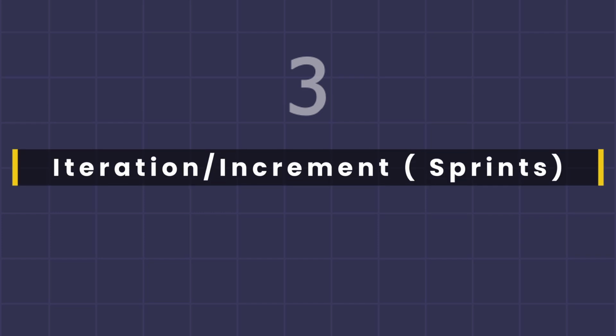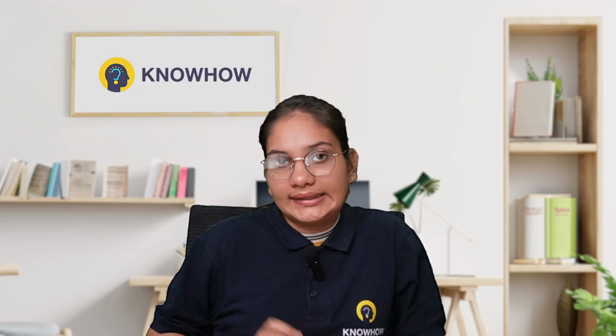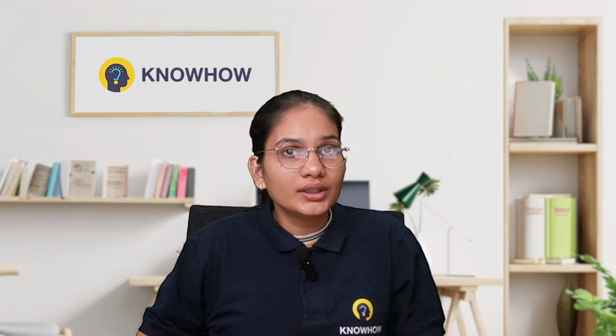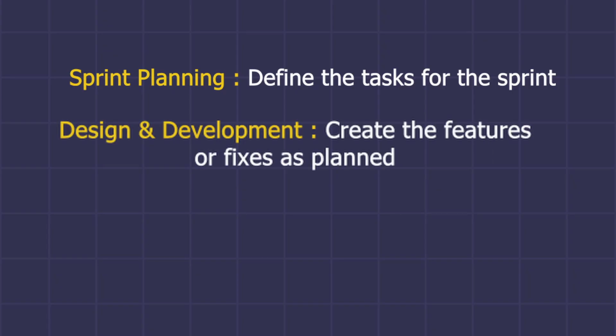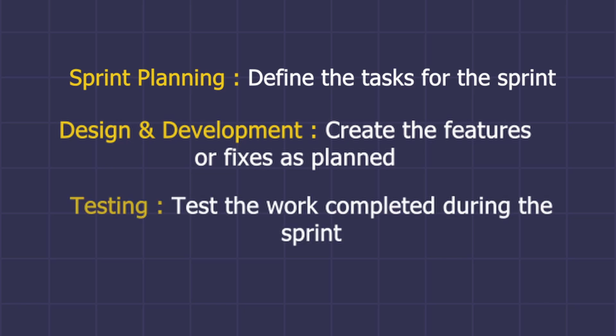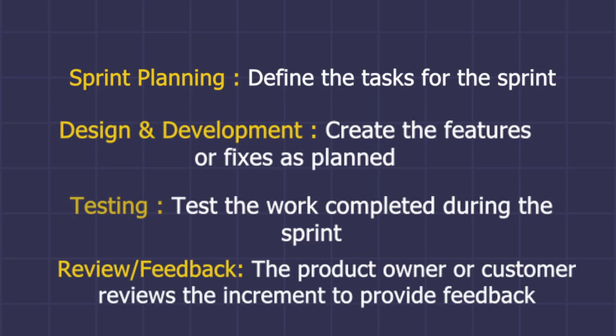Then comes step number 3, which is iteration or increment, or in the terms of Agile you can call it sprints, where development occurs in short cycles. So what do you exactly mean by sprint? It is development in smaller pieces. Sprints are typically of 2 to 4 weeks. Each sprint includes sprint planning, where we define the tasks for the sprint, design and development, where we create the features or fixes as planned. Lastly, we do the testing. We test what is done in the particular sprint, and lastly, we review and take feedback.